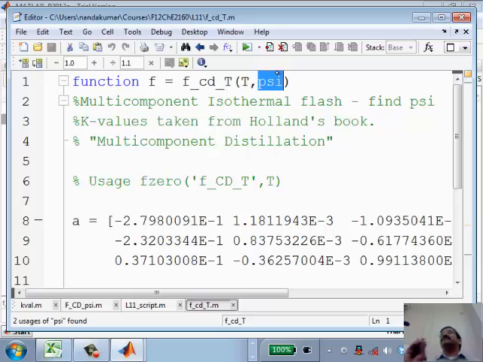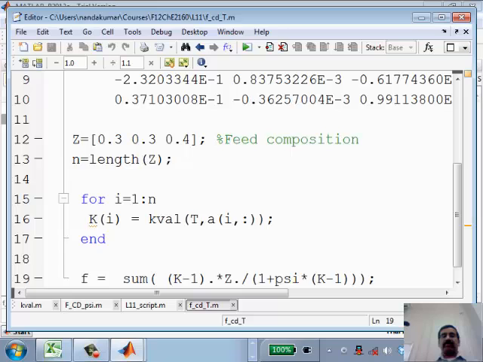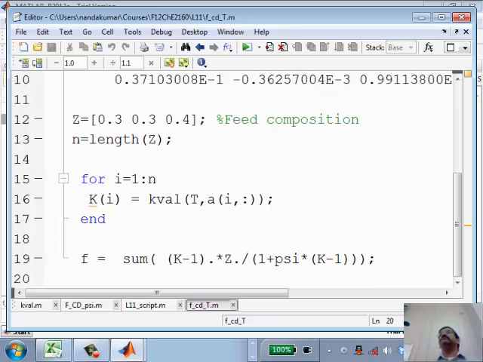So the generalization I have made is I have allowed for both of them to be input as parameters, and I have to identify which one I am solving when I call fsolve. Until that time I'm going to defer that decision. Okay, and other than that, it's the same. I have the a, I have the z, I calculate the k values, and I have the same equation. Exactly the same. Everything is exactly the same. Only I made the input parameters contain both t and psi, and when I make a call to fsolve, I will identify which one is going to be the unknown, either t or psi.